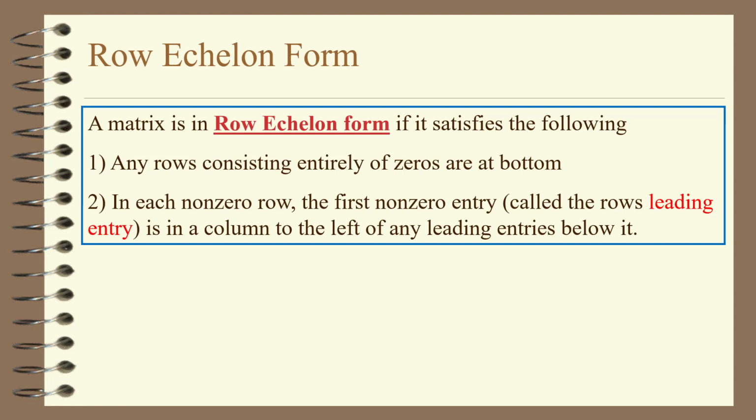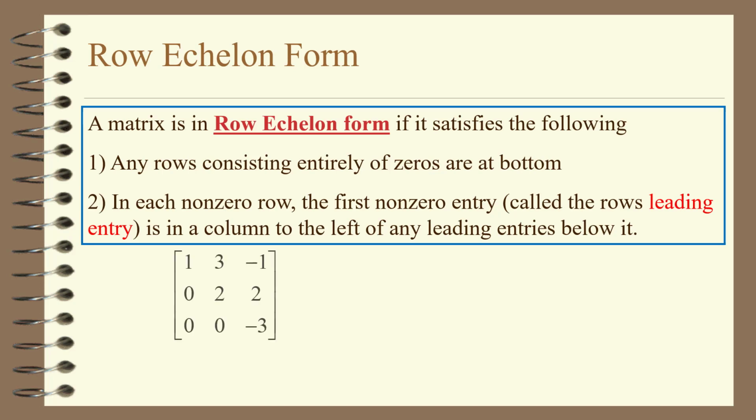When we solved systems before, we were looking for a certain target system, which was triangular form. We want the matrix equivalent of it. So a matrix is in row echelon form if it satisfies the following things: all the rows that are entirely zero are at the bottom of the matrix, and in every non-zero row, the first non-zero entry, which we always call the row's leading entry, is in a column to the left of any leading entries below it.